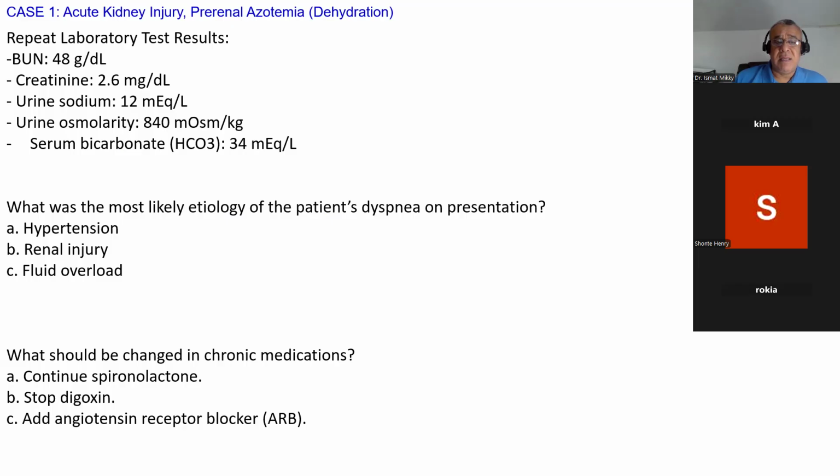But given that this is adult L3, and then we have to include some CCRN, which is critical care nursing concepts, then this is part of it. So in terms of changes, what should be changed in chronic medications?